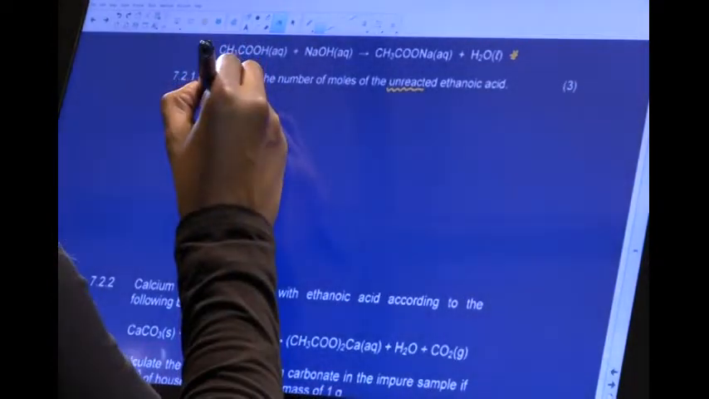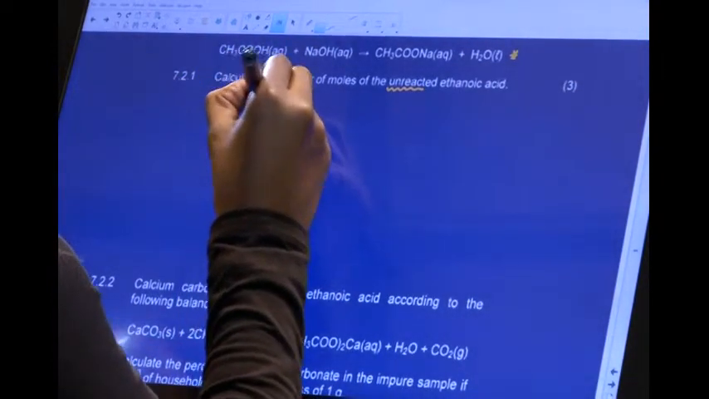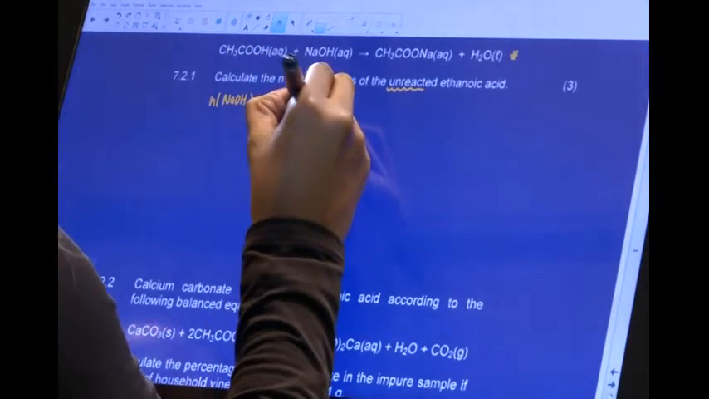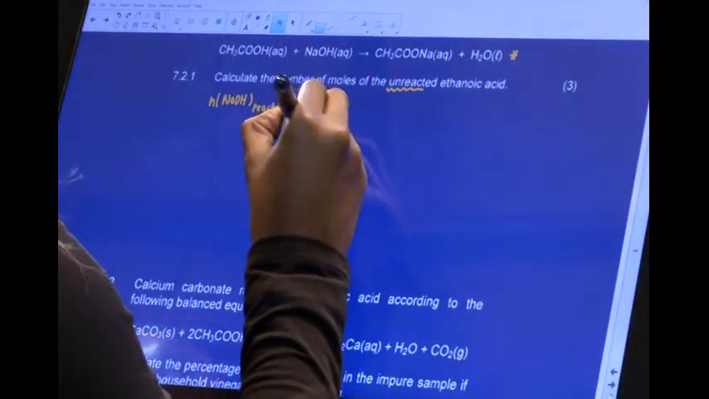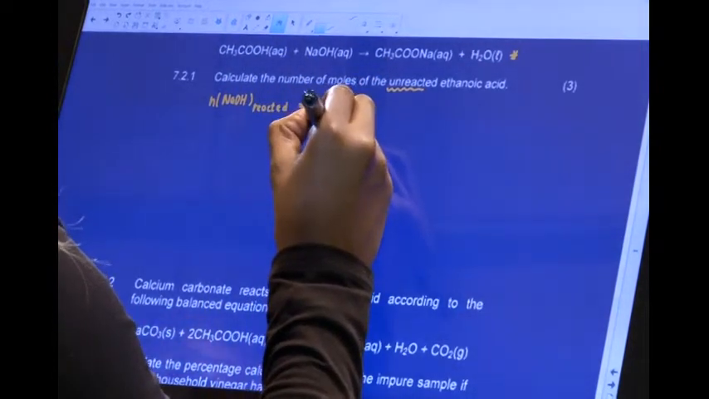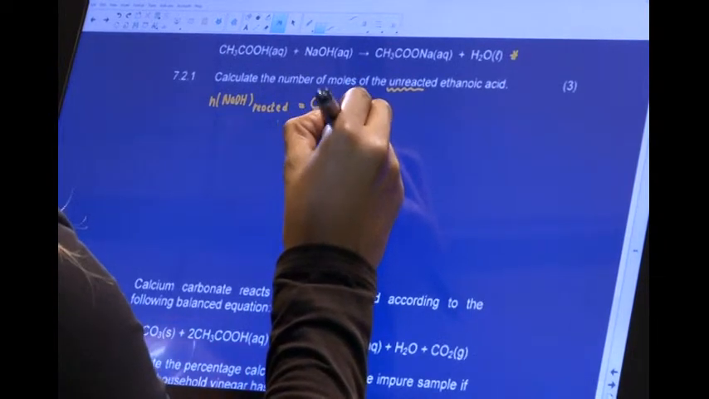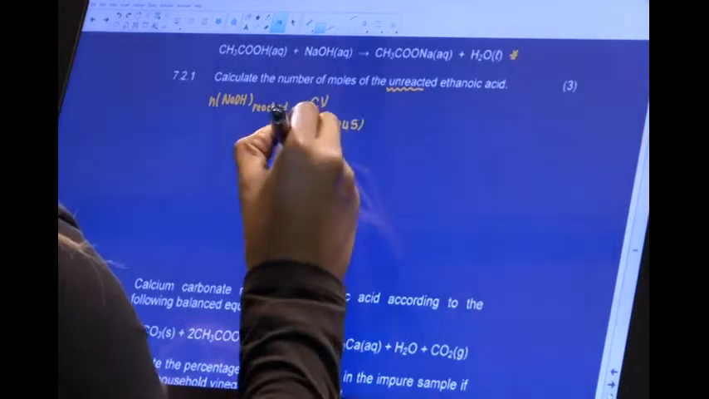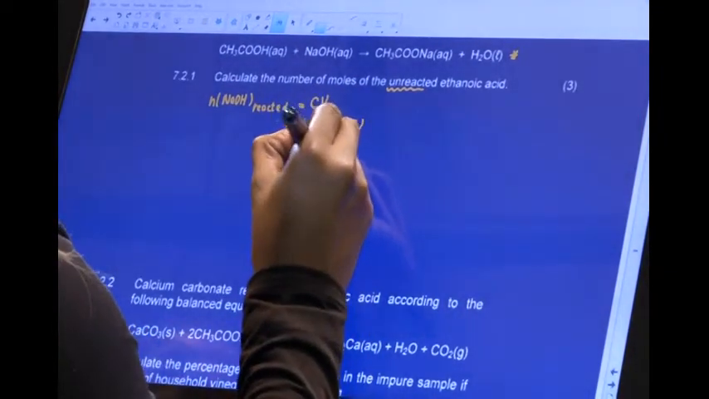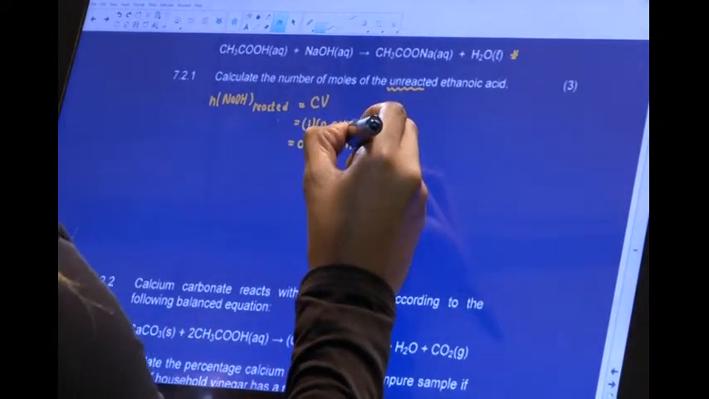So I'm going to use my mole ratios. I'm going to say moles of NaOH. This is what has reacted. I got all of this from the information given. And I'm going to say CV. My concentration was 1 mole per cubic decimeter. And then my volume, I've just converted to 0,0145. And that is my volume. Now, 0,0145 times 1 will remain 0,0145. And remember, we were calculating for moles.